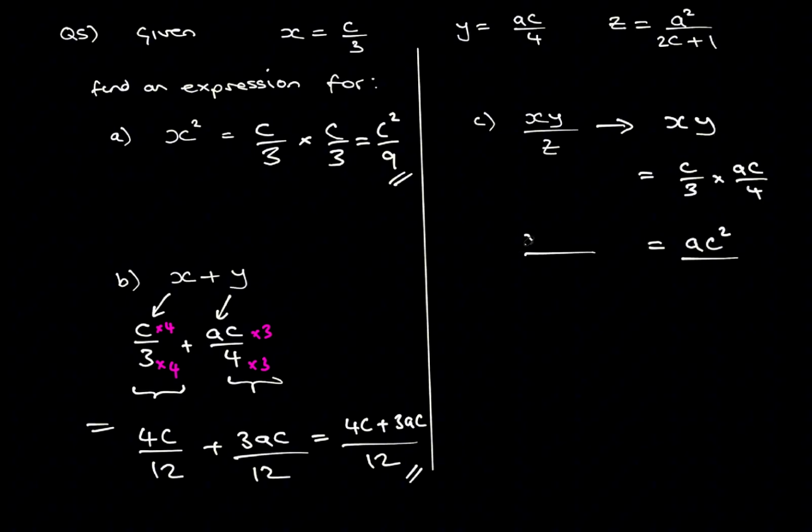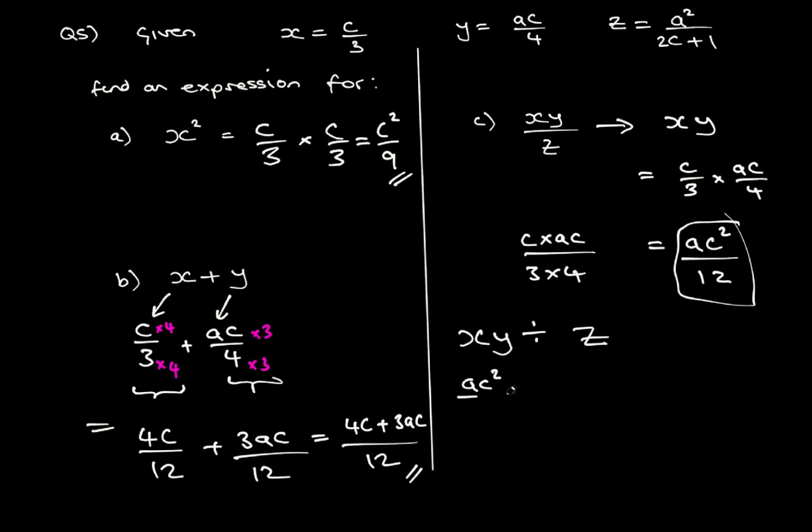Let me just write this step down. So c times ac over 3 times 4. So the numerator was ac squared, so 3 times 4 is 12. So we've got ac squared over 12. This is our fraction for xy. And now what we're going to do is take xy and divide it by z. So xy divided by z. So xy is ac squared over 12.